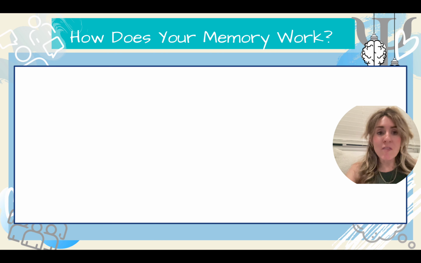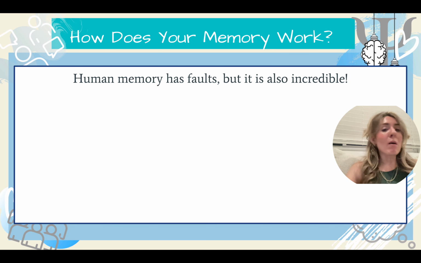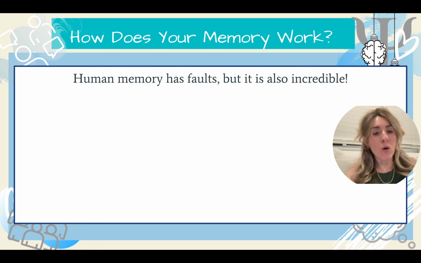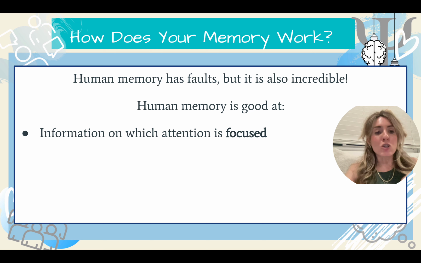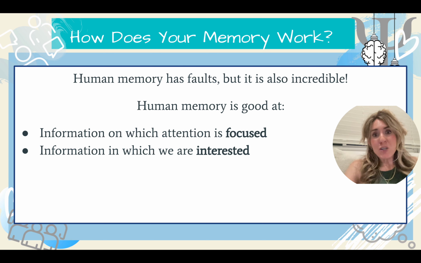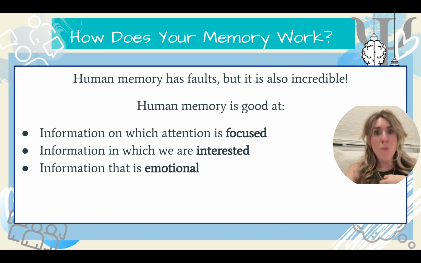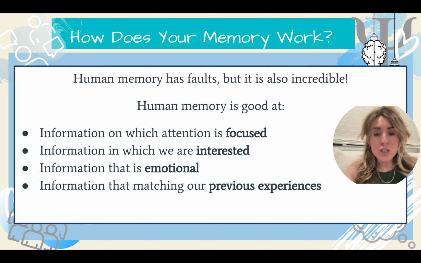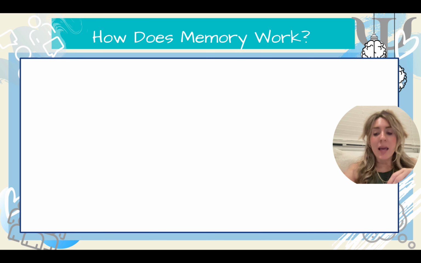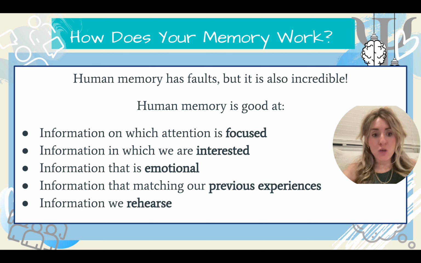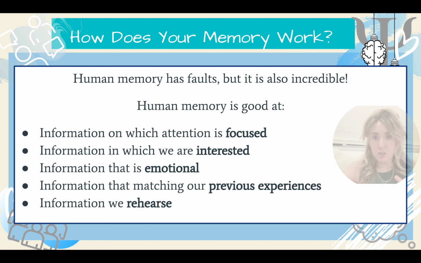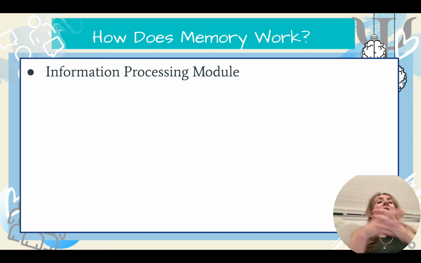All right, so specifically, how does your memory work? So human memory has lots of faults, and we'll talk about those in future videos, but it is incredible what it can do, right? Human memory is good at information where you're focused, right? You have to pay attention, zone in. Information we like or we're interested in, information that's emotional, information that matches our previous experience, right? We talked about this already with always trying to form those connections to yourself. And it's good at information we rehearse. Repetition, repetition, repetition, right?